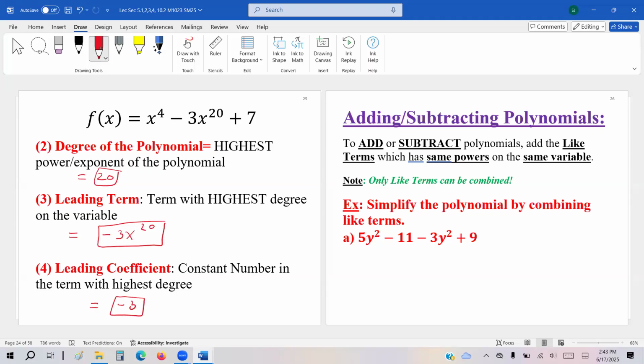For example, here: 5y squared minus 11 minus 3y squared plus 9. What are the like terms we have here?